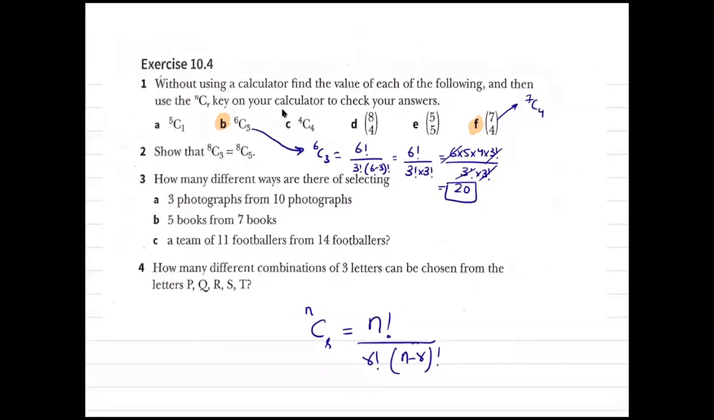7C4 is simply going to be 7 factorial over 4 factorial times 3 factorial. 7 minus 4 is 3. 7 factorial can be written as 7 times 6 times 5 times 4 factorial. Cancel out the 4 factorial, 3 factorial and 6 is the same thing. So you must get 35. Right? Yes, sir.